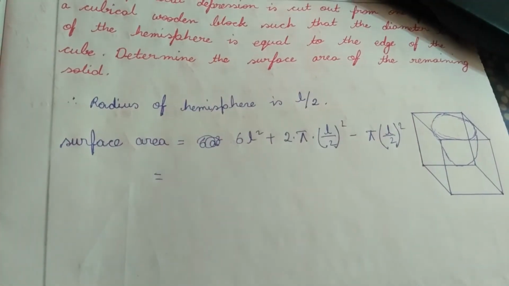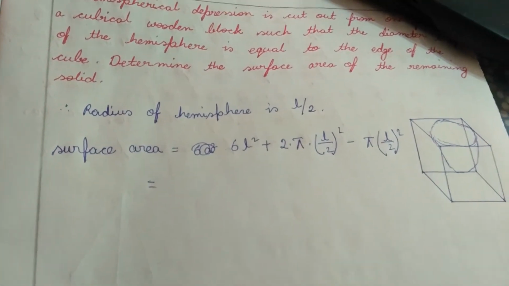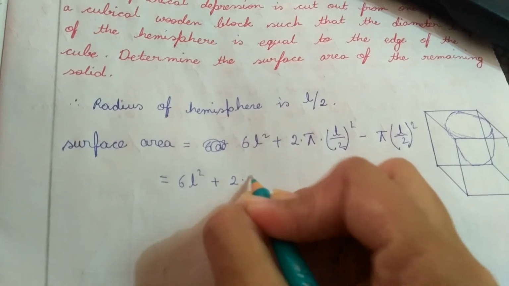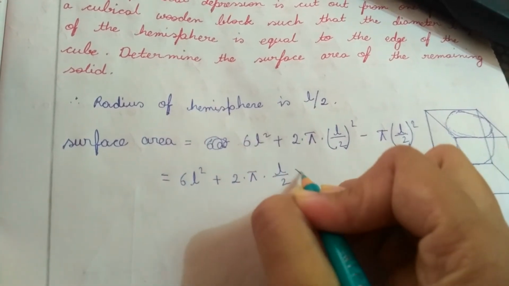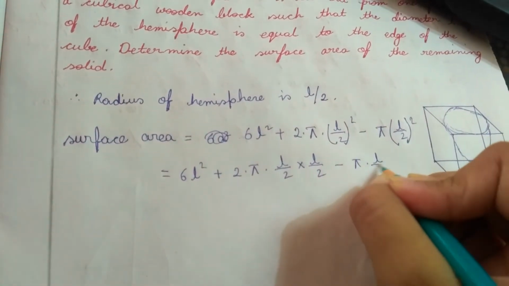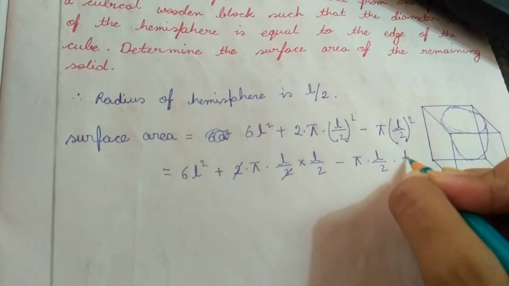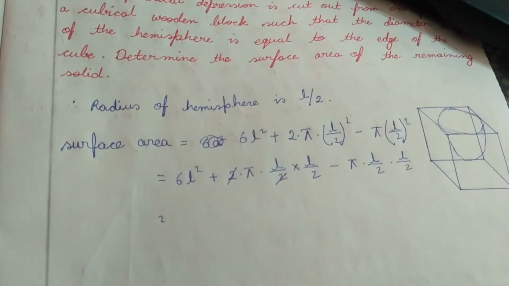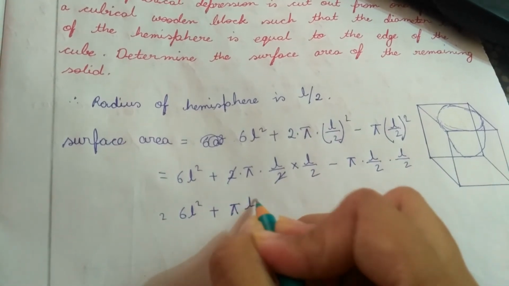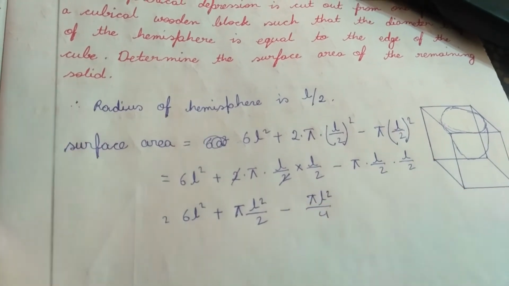And now, as there is no number, we will just make it a little simpler. We can't solve it properly. Now 2 into pi into L by 2 into L by 2 minus pi into L by 2 into L by 2. This 2 and 2 will be cancelled out. So now it will become 6L square plus pi L square by 2 minus pi L square by 4.